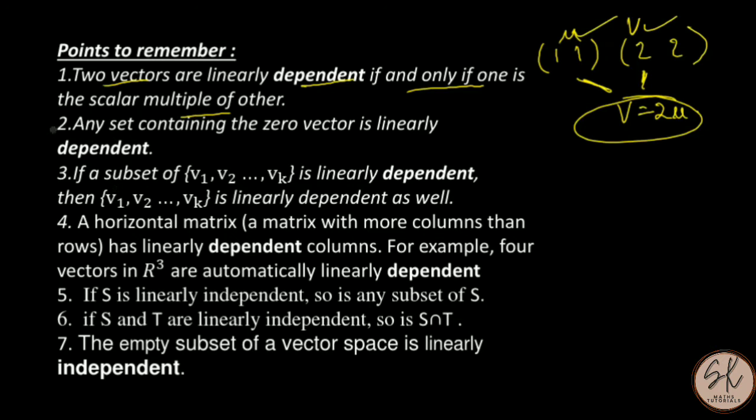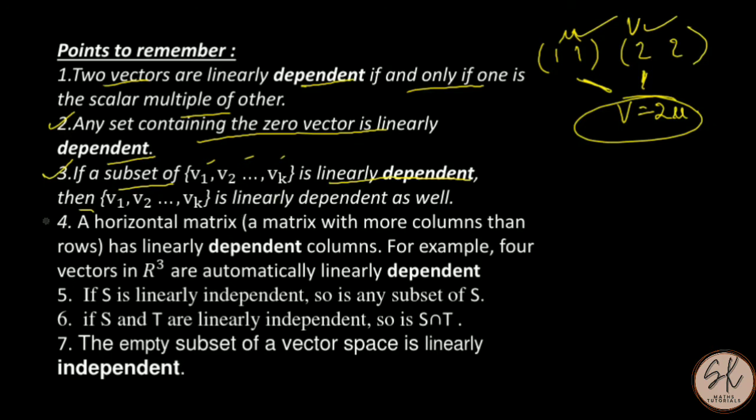Now the next point is any set containing the zero vector is linearly dependent. Then the next point is if a subset of v1, v2, up to vk is linearly dependent, then the set v1, v2, up to vk is also linearly dependent.